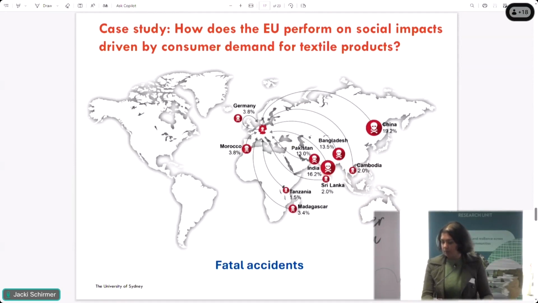getting textile products from countries around the world, looking at fatal accidents as a social indicator, we can see what are the top countries that pop out in our assessment and give percentages to where these impacts are taking place for consumer demand in Germany. For fatal accidents, some examples here of the countries that come up.